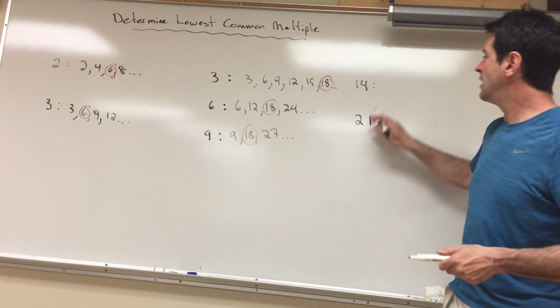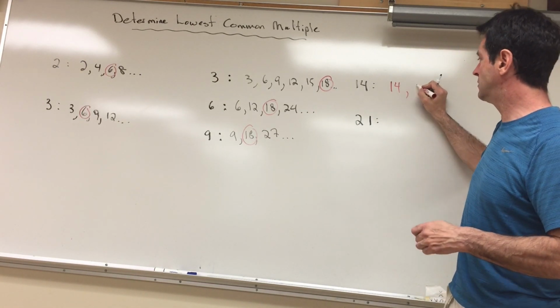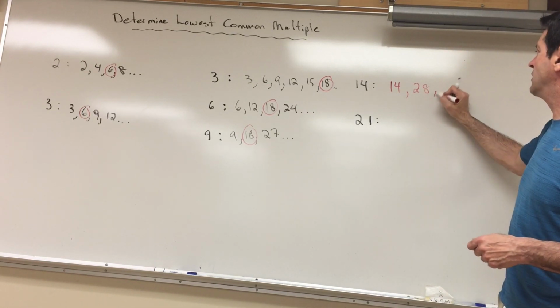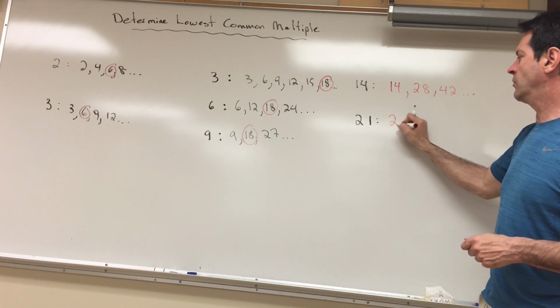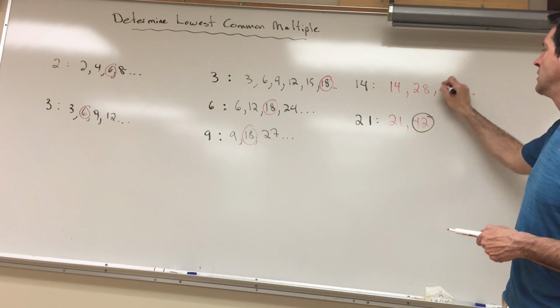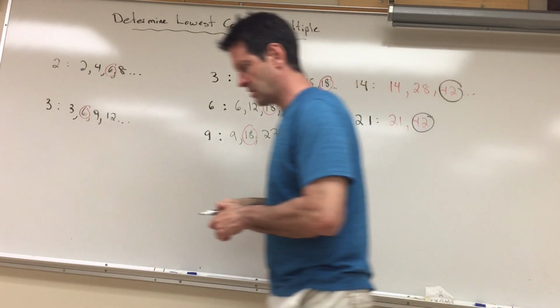Now how about this? How about between 14 and 21? 14, 28, what's the next one? 42. For 21, we got 21, 42. We spotted it. We spotted the lowest common multiple there.